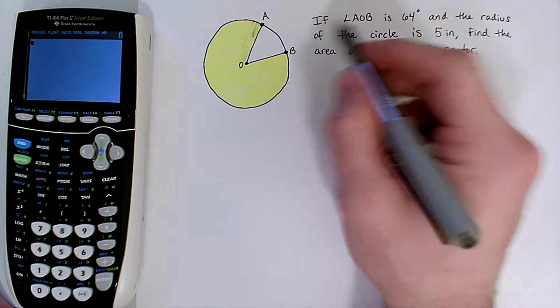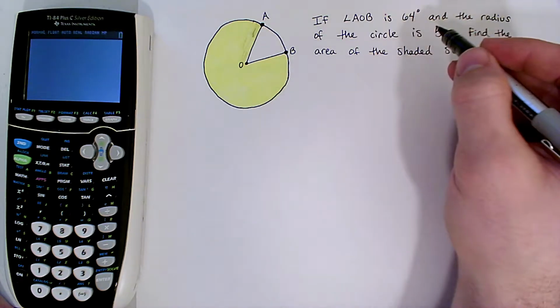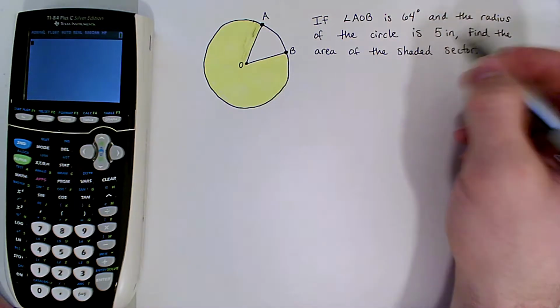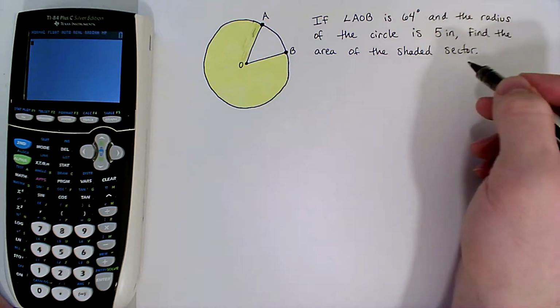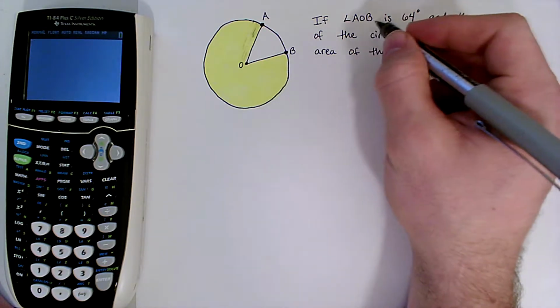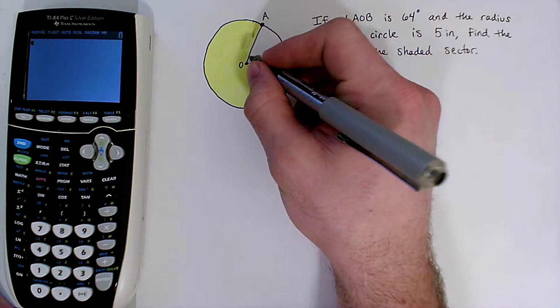If you read the problem, it says, if angle AOB is 64 degrees, and the radius of the circle is 5 inches, find the area of the shaded sector. Well, it tells you right here that the angle AOB is 64. That's this angle here.